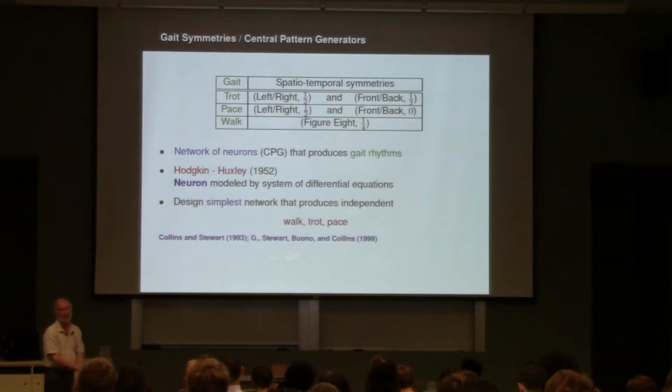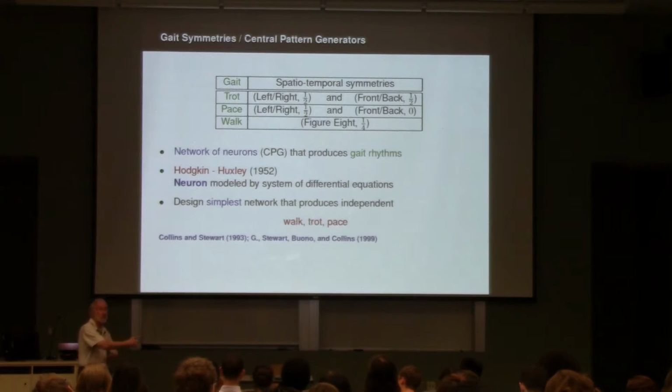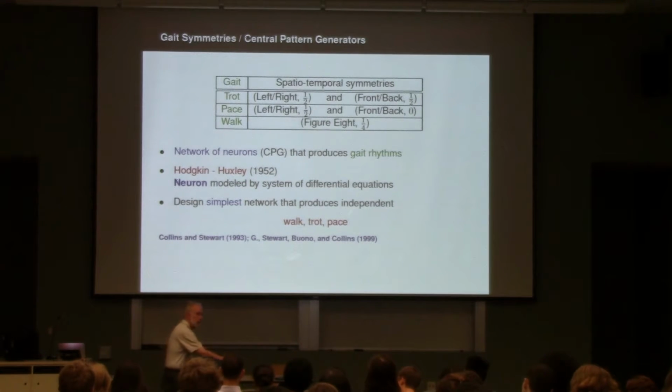They swap the diagonals. The pace, both left legs, both right legs: swap left and right, half-period phase shift. Swap front and back, 0 phase shift. They're moving synchronously, the front legs with the back legs. Walk is this figure 8. Swap left rear to left front to right front, and you have a quarter-period phase shift.